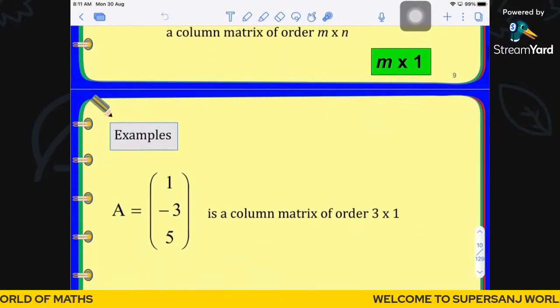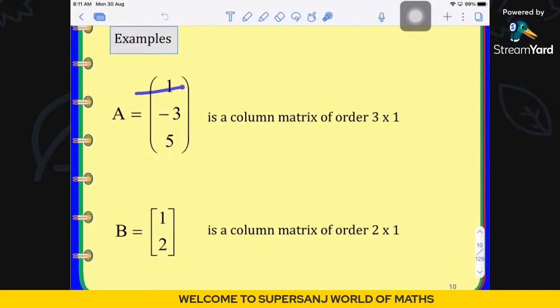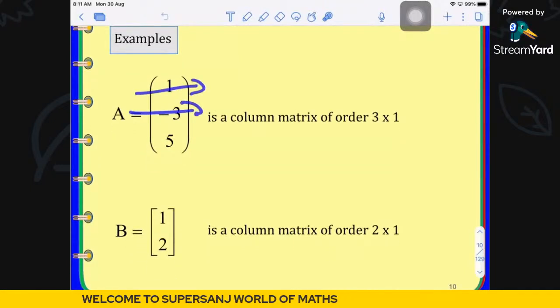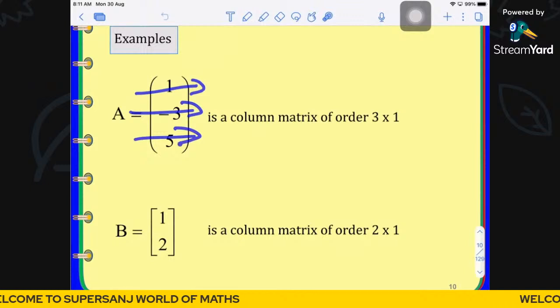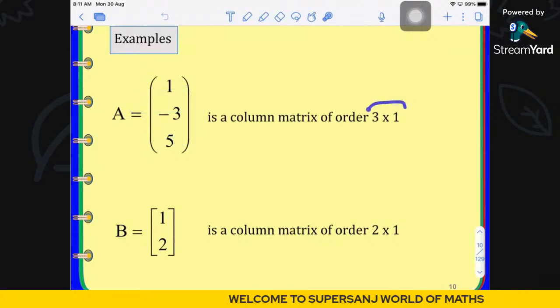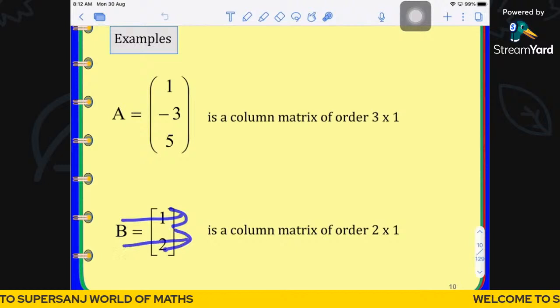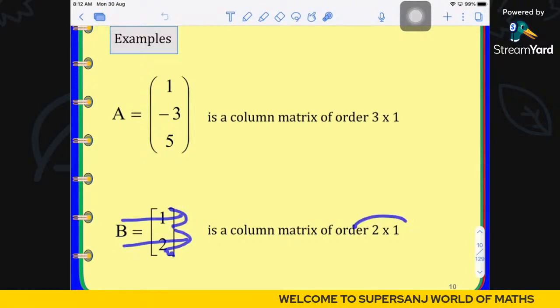Now this is an example of a column matrix. You can see 1 row, 2 rows, 3 rows. So we have 3 rows here, and therefore this is order 3 by 1, a 3 by 1 matrix. And if you look at B, we have 1 row, 2 rows, so the order here is 2 by 1. It's a 2 by 1 matrix.